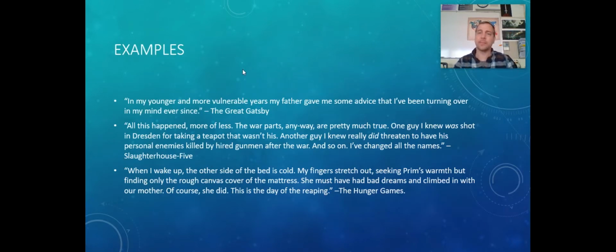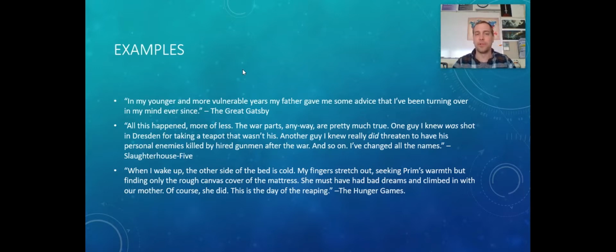And so here are some examples. The Great Gatsby is written in the first person. He says, "In my younger and more vulnerable years, my father gave me some advice I've been turning over in my mind ever since." You see the my and the I. Those are all signs of the first person.